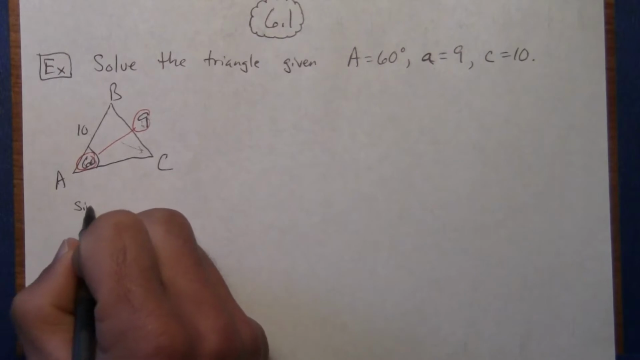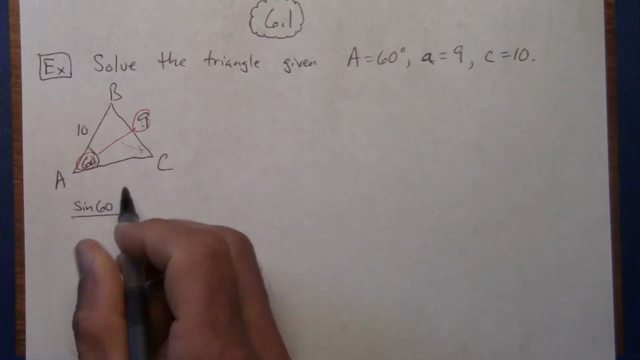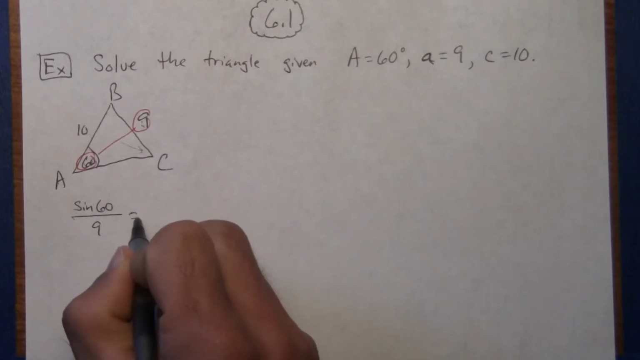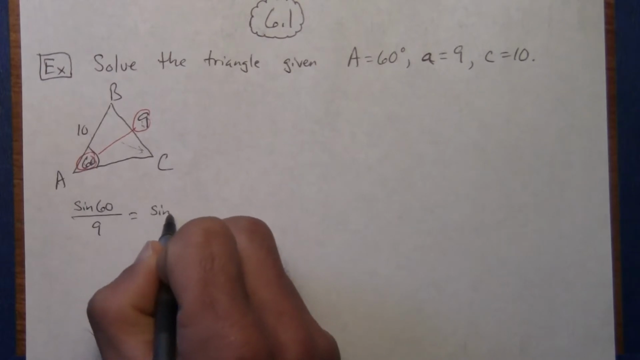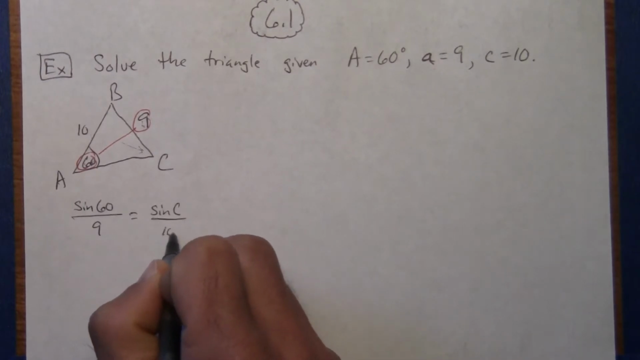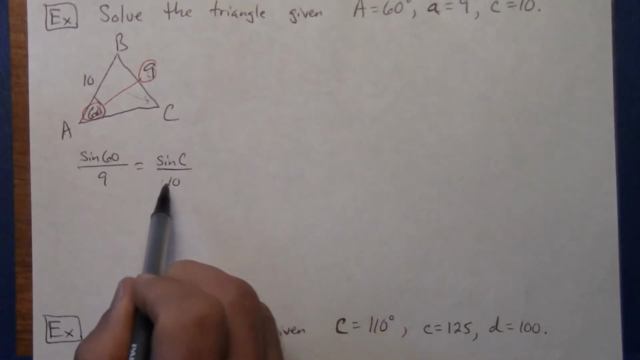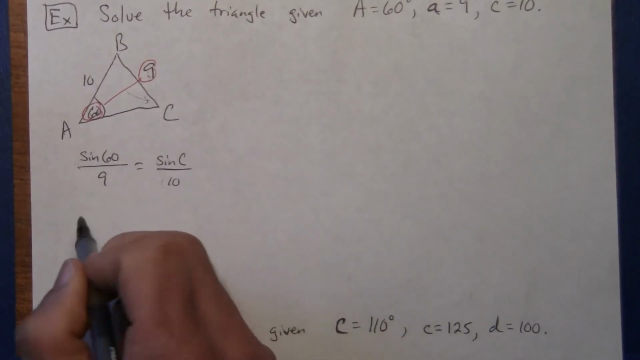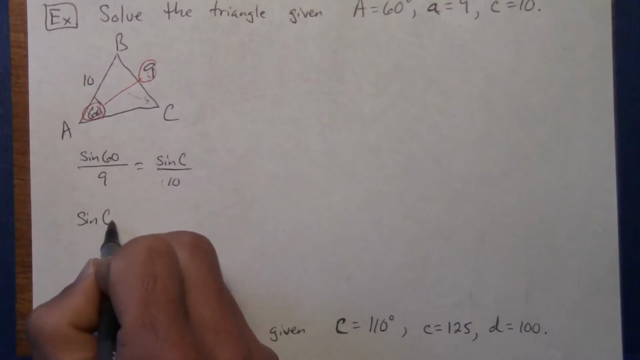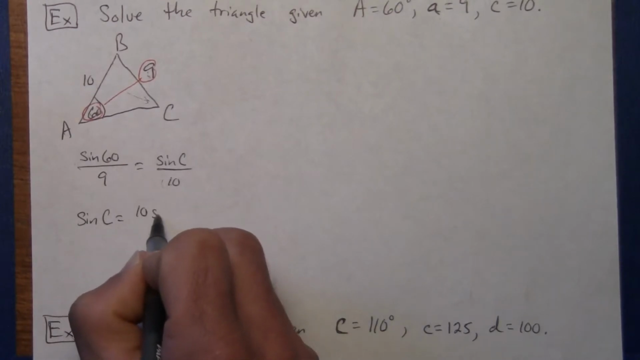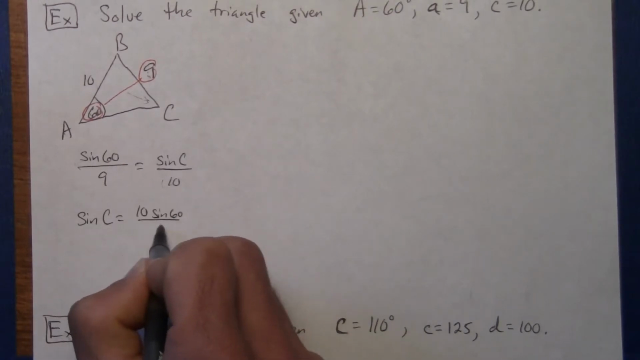So I'm going to say the sine of 60 degrees divided by side A, which is 9, is equal to the sine of C divided by 10. And I'm going to, of course, somewhat cross multiply. I'm going to bring the 10 over here and say that the sine of C is equal to 10 times the sine of 60 divided by 9.